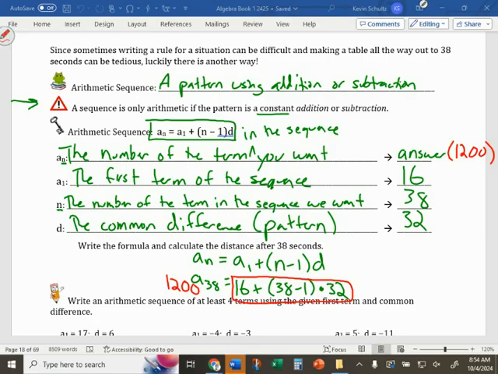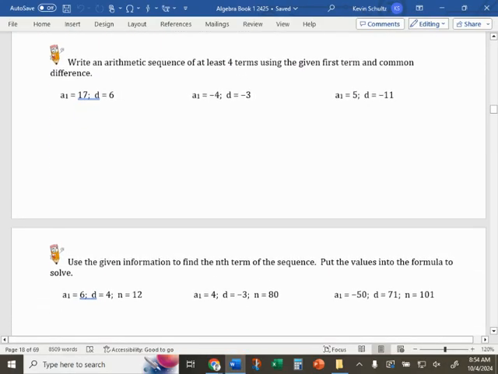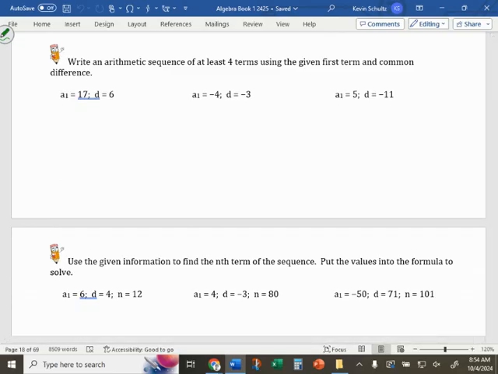Okay, so we are going to build up to mastery here, and we're going to start with this first part. It says, write an arithmetic sequence of at least 4 terms using the given first term and common difference. So we aren't tackling the whole formula at once here. We're only getting comfortable with A1 and D, that first term and the common difference. So if the first term of our sequence is 17, that's where things start. Our common difference is positive 6. What's the next number in the sequence?